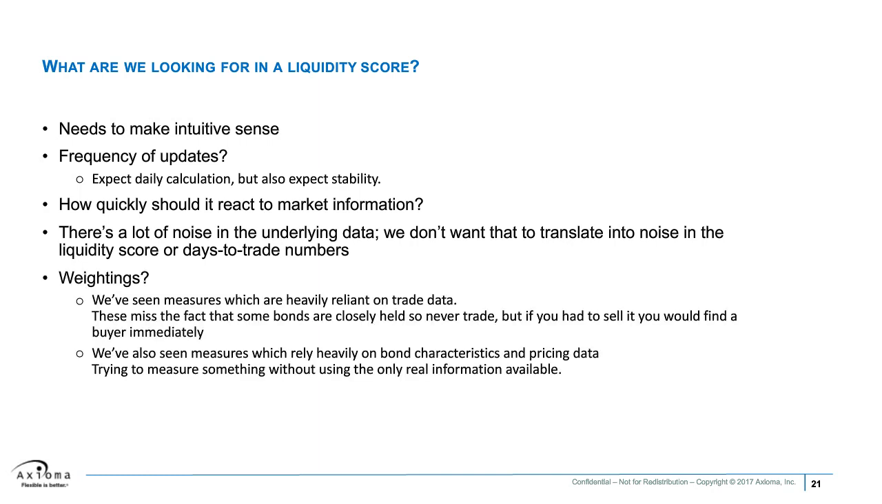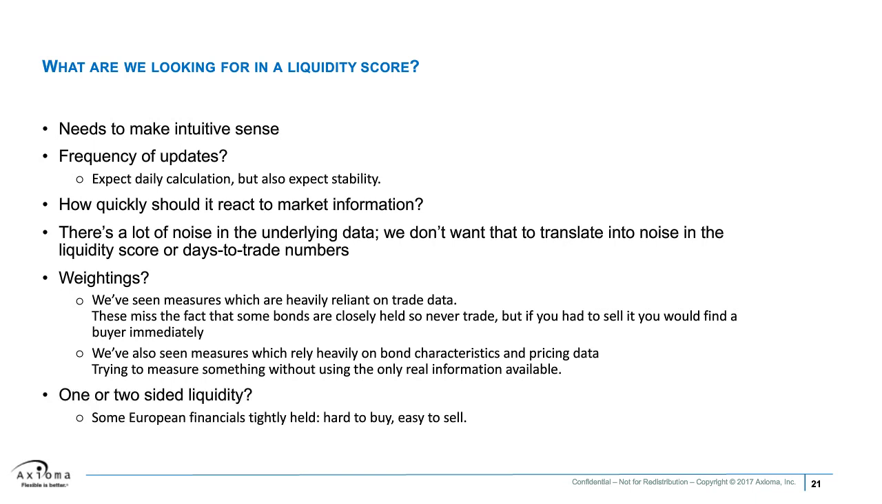How about the weightings of the various inputs we've seen? Well, we've seen all sorts of variance on this, but in particular we've seen measures which are heavily reliant on trade data. These appear to miss the fact that some bonds are closely held so never trade, but if you had to sell it, you'd certainly find a buyer. And we've also seen measures which rely heavily on bond characteristics and pricing data, but to me these appear to be measuring something without using the only real information available, which is your trade and inquiry data.